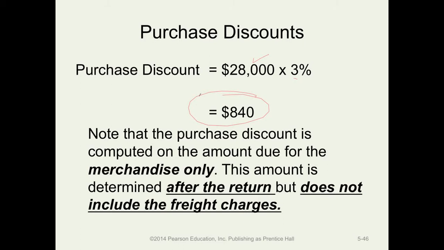And remember that this $28,000 was the accounts payable balance. We had a $35,000 credit balance. We owed $35,000 when we bought the inventory. Then we had our purchase return and allowance, which reduces the amount that we owe to $28,000. Okay, so that's going to be the discount. And of course, the discount is computed on the amount for merchandise only. As we said, freight does not impact the discount.